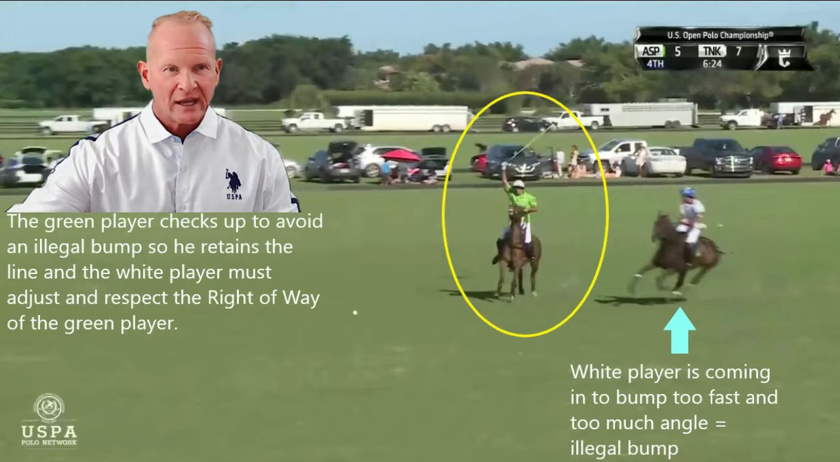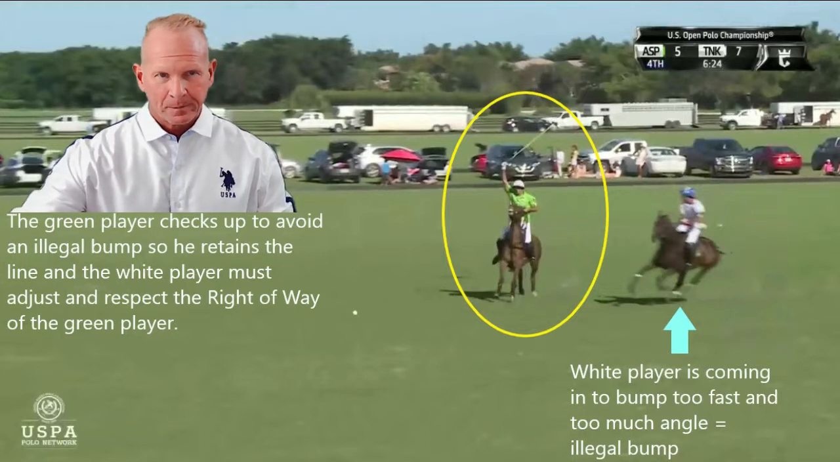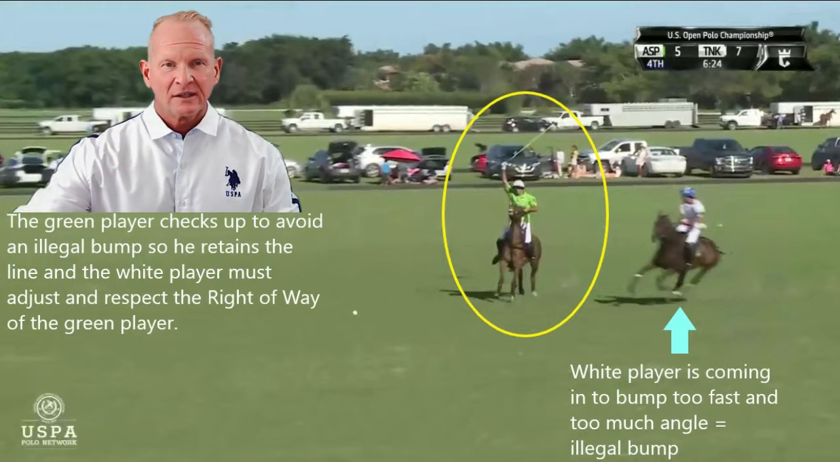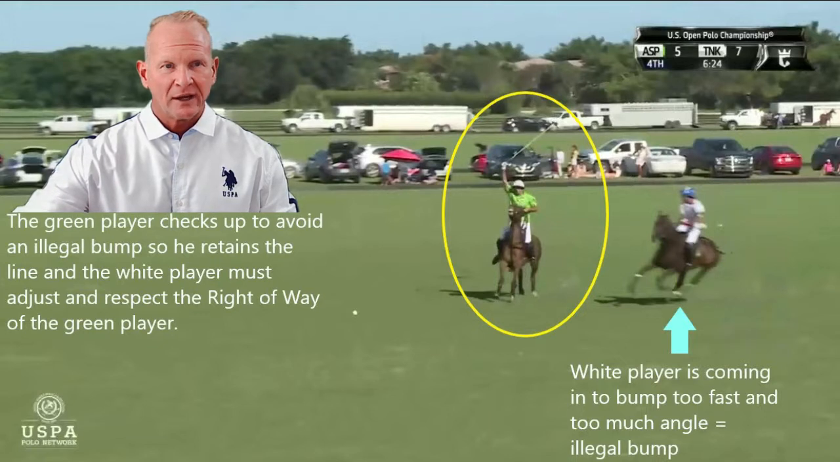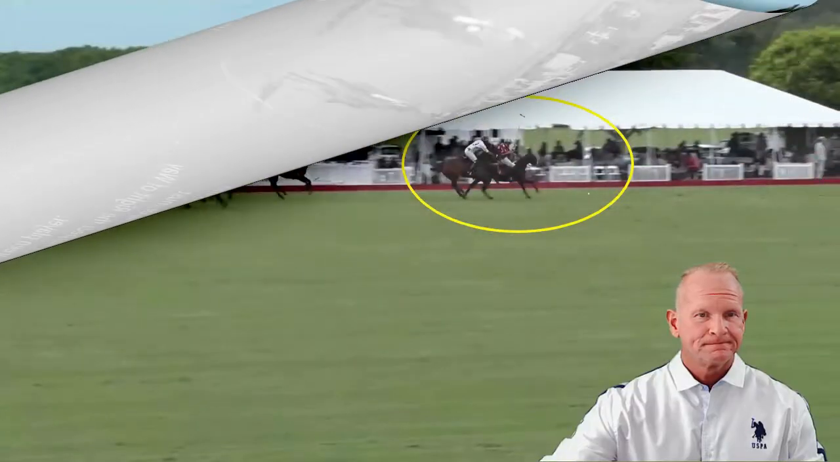If you check out of an illegal bump, a bump that violates either similar speed, 45-degree angle or less, or not shoulder to shoulder, then when you check out of that bump, you retain the line, you retain the right of way, and the player that's coming in to bump you on your left side must adjust to your speed and all the other factors that we just mentioned. That player must adjust. If he or she jumps in front of you, it's going to be a foul.